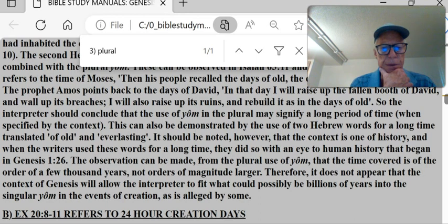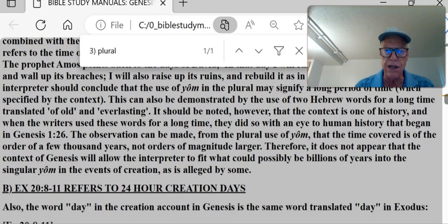The observation can be made from the plural use of yom that the time covered is of the order of a few thousand years, not orders of magnitude larger. Therefore, it does not appear that the context of Genesis will allow the interpreter to fit what could possibly be billions of years into the singular yom in the events of creation, as is alleged by some. There you go.